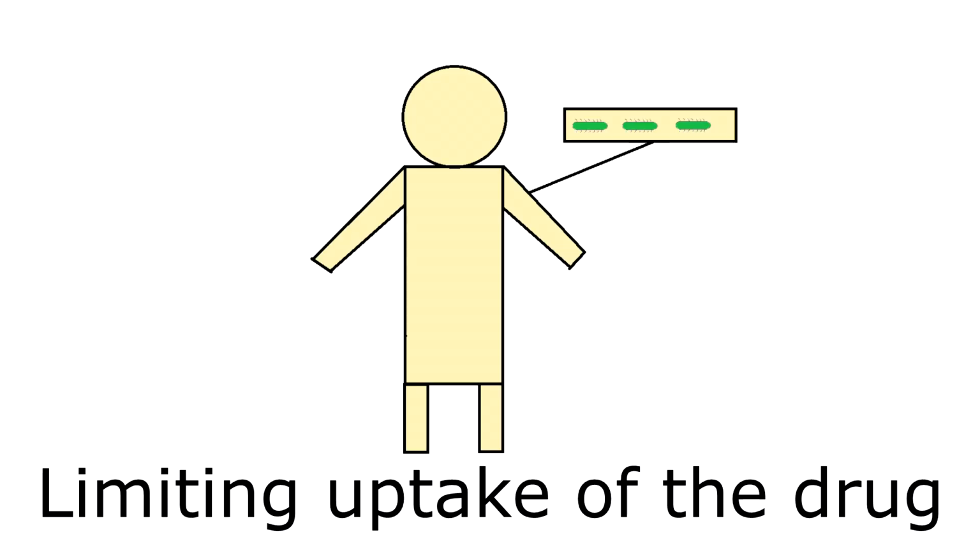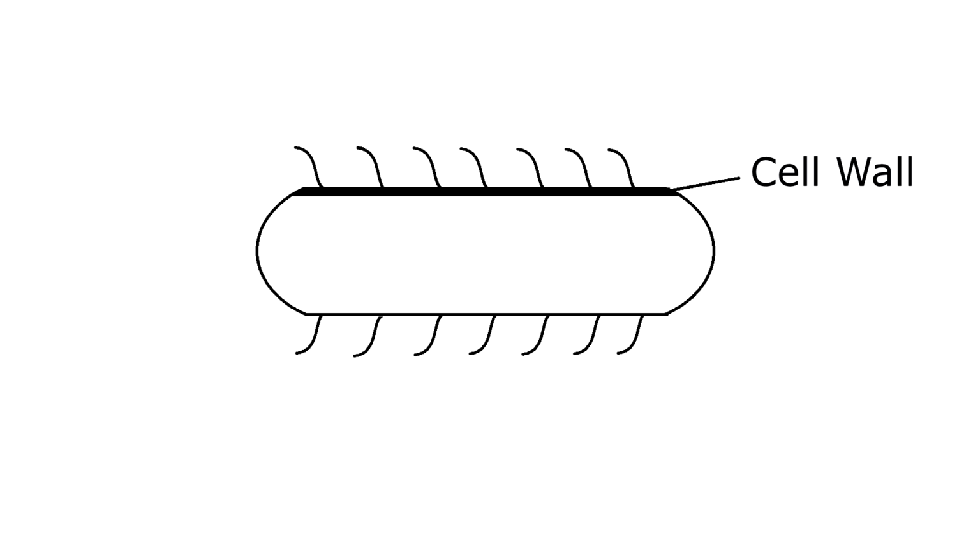Limiting uptake of the drug. For us humans, the skin works as a natural defense against microbes to get inside our body. Bacteria also have a natural barrier, like a cell wall or a cell membrane, that could hinder certain types of antibiotics to enter. A bacteria also have porins, a sort of tunnel from the outside to the inside, where certain drugs like antibiotics can enter.